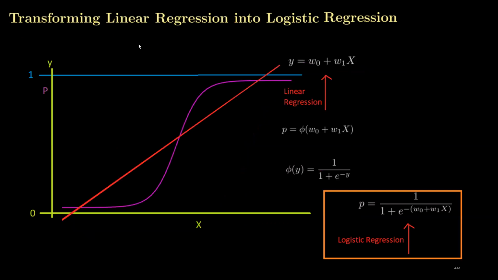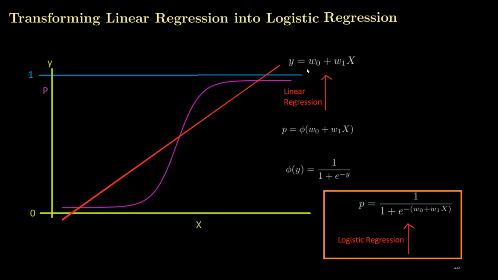So here we are going to perform the transformation of linear regression into logistic regression. This is my standard linear regression equation, which represents this straight line in red color. If I want to transform this linear regression model into a logistic regression model, I need the sigmoid function. This is the sigmoid function, and here I am using a variable y.